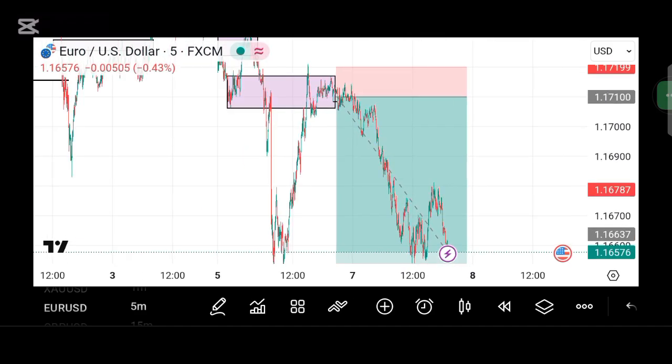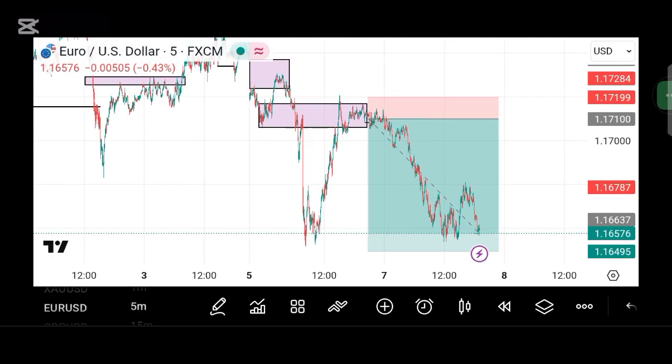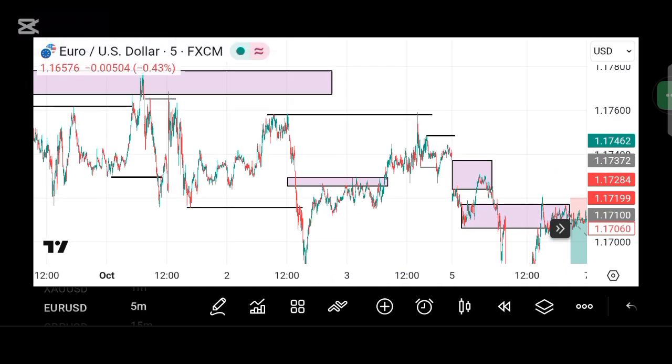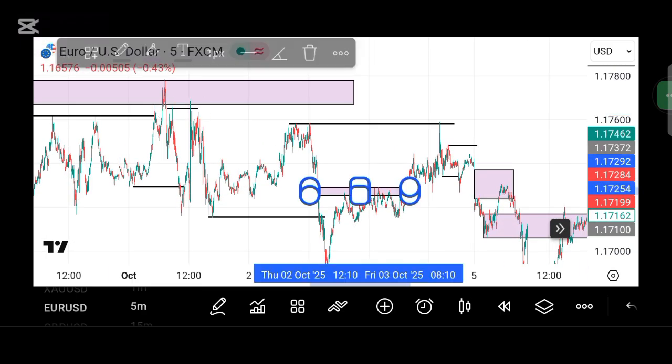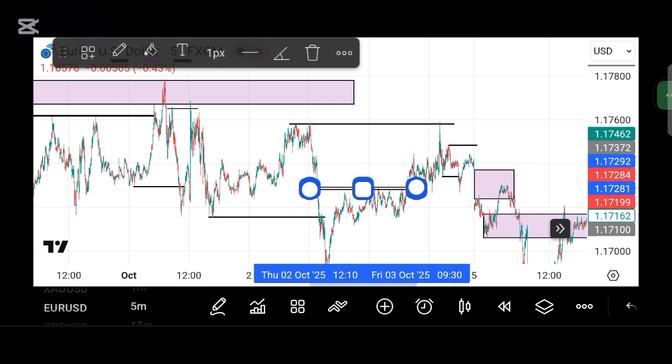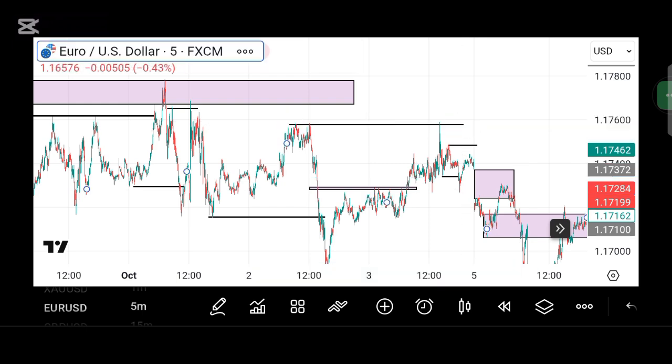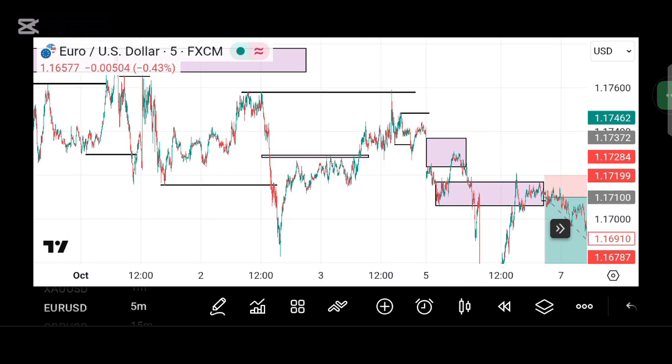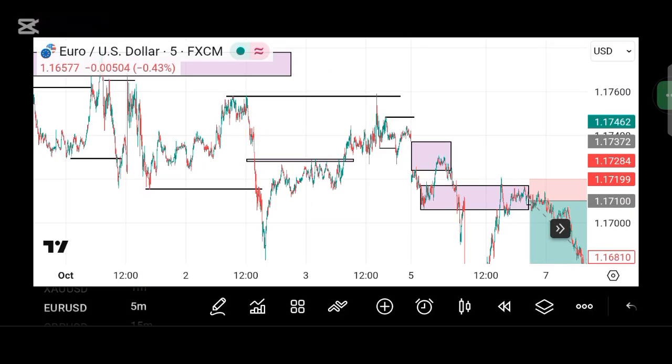So price actually gave three good opportunities: one, two, and three. This one was actually invalid because price came to seek liquidity here. So that is it for me. I was able to only see this one and this one.